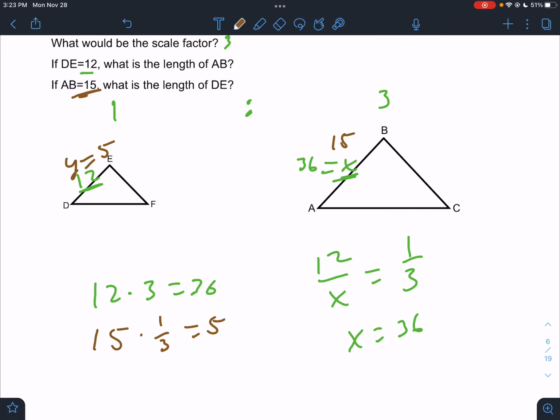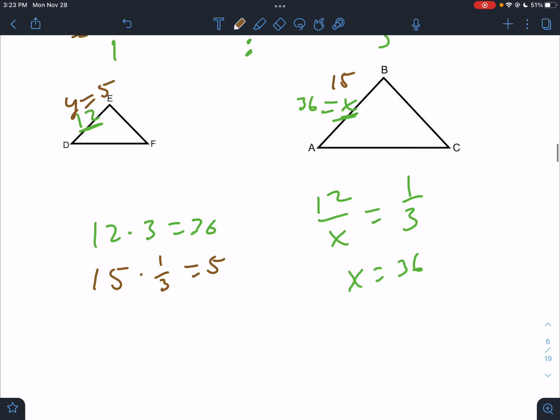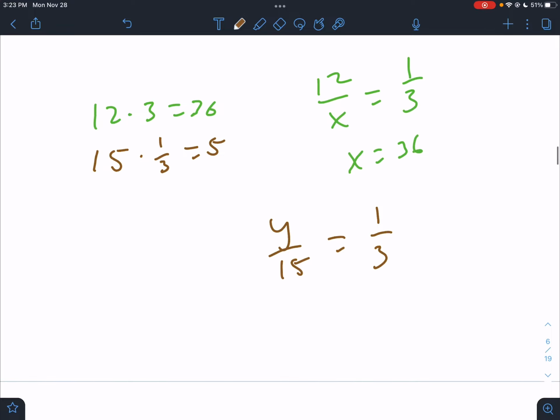How about the brown situation? How would you solve the brown situation using ratios? Well, you would do y over 15, and that would equal 1 over 3. So we could just use that 1 to 3 ratio both times. It's no big deal. Reduce, that'd be 1 and 5, so y would equal 5. You get the same answers.